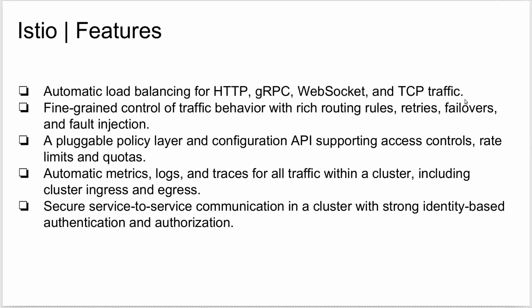Going on, still talking about the Istio features, there's automatic load balancing for HTTP, for gRPC, which is Google's protocol with protocol buffers, WebSocket, and TCP traffic. Also fine-grained control on traffic behavior with rich routing rules, retries, failovers, and fault injection. There's a pluggable policy layer and configuration API supporting access control, rate limits, quotas, automatic metrics, logs, and traces for all traffic within a cluster, including cluster ingress and egress, which is inbound and outbound, and secured service-to-service communication in a cluster with strong identity-based authentication and authorization.